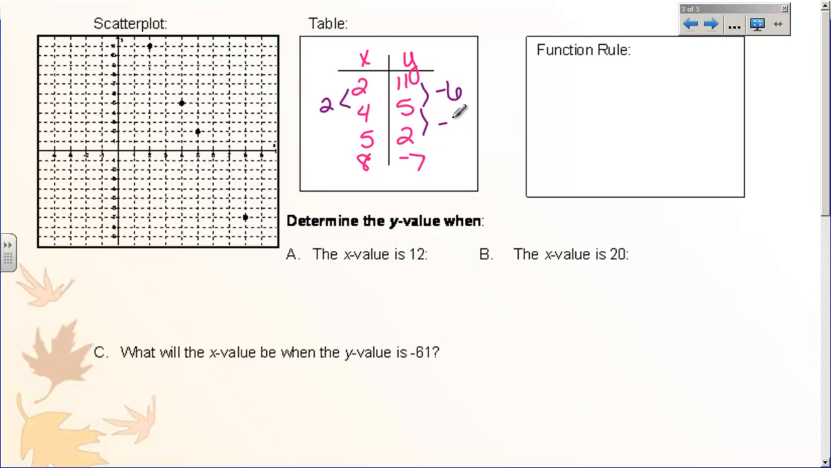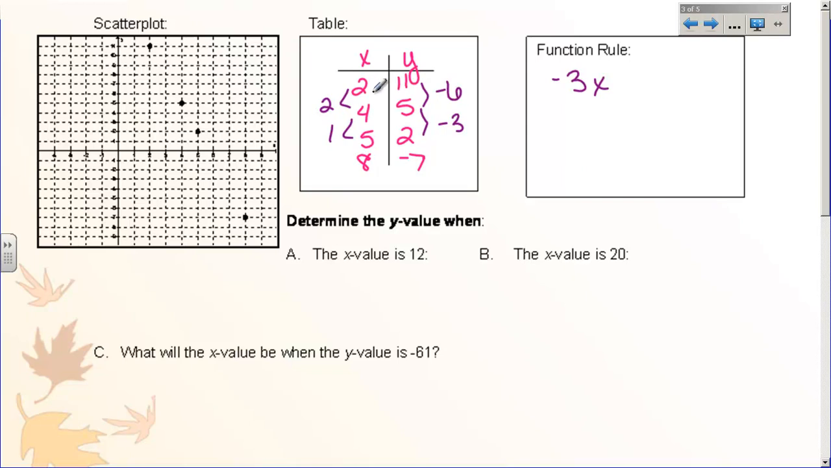My decrease here is negative 3 for 1 unit change here. So my function rule is going to start with my change for every 1 unit, which is a decrease in 3. I'm going to use x instead of n this time because I have an x and a y going on, and those are my variables. Now let's test it to see if I need to do anything else.